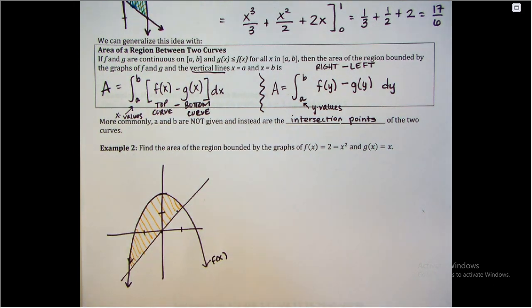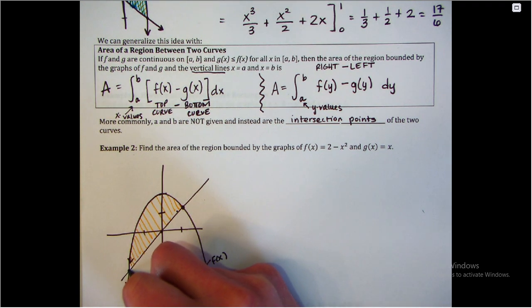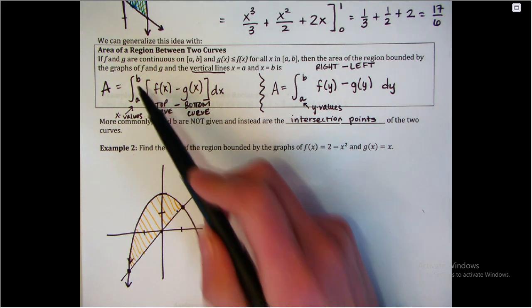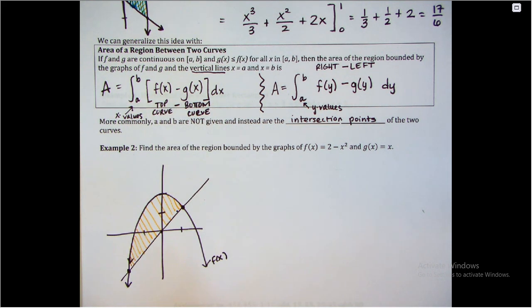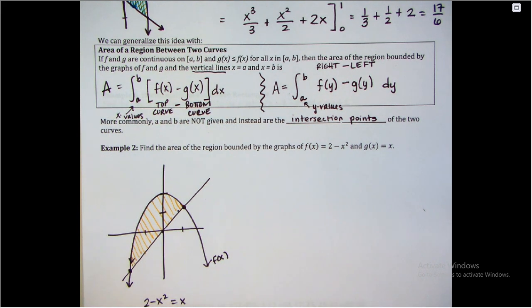It would be important for me to find the intersection points here and here to figure out what those A and B values should be in my formula. So if you recall, 2 minus x squared is equal to x. We've got to solve a quadratic, x squared plus x minus 2. Quick factorization here. Let's see, we would need a plus 2 and a minus 1. That would multiply to negative 2, add to 1.